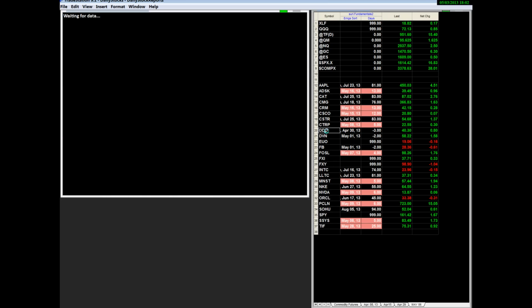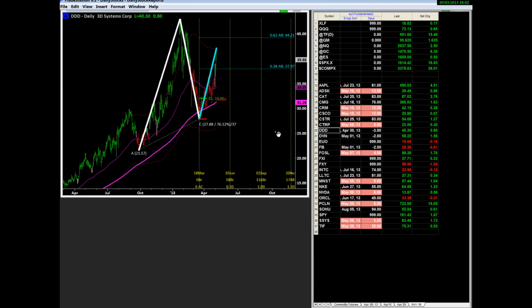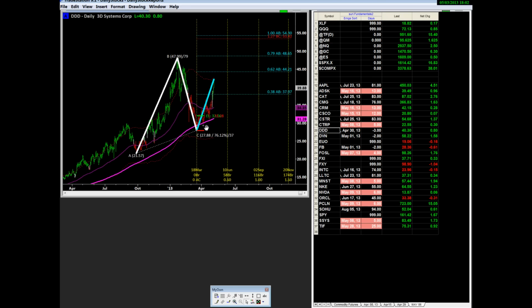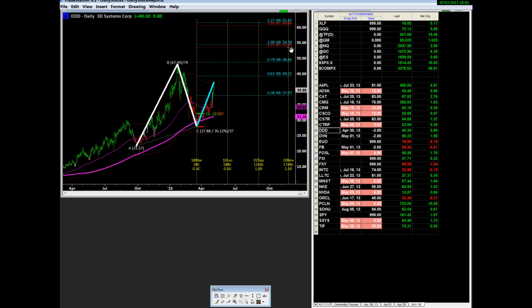This is recently my favorite stock, called 3D Systems. 3D Systems has a bullish ABC pattern. It also bounced off the 200 period moving average in an ABC pattern, and the target range is $44 to $48. That's the first target range. The next target would be much higher, about $54. Another stock is Stratasys, and both are 3D printing stocks.